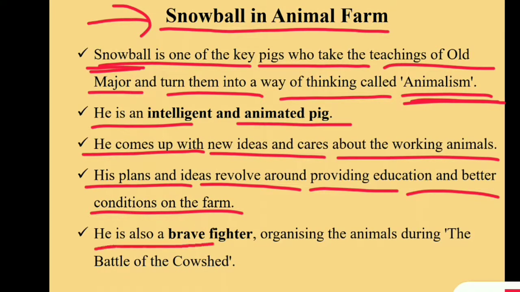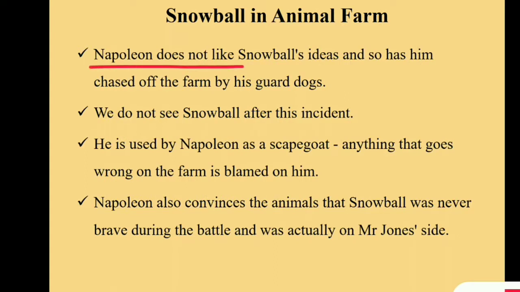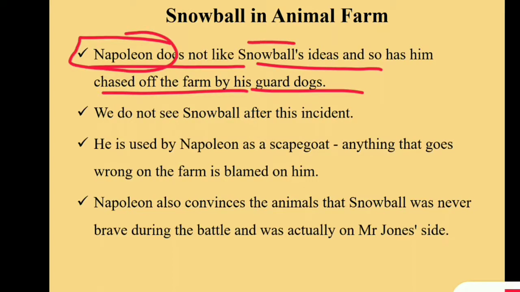He is also a brave fighter, organizing the animals during the Battle of the Cowshed. So here, he is a brave fighter who provided protection to this animal farm with his might. Napoleon does not like Snowball's ideas and so has him chased off the farm by his guard dogs. Napoleon did not like his ideas because Snowball was thinking about common people.